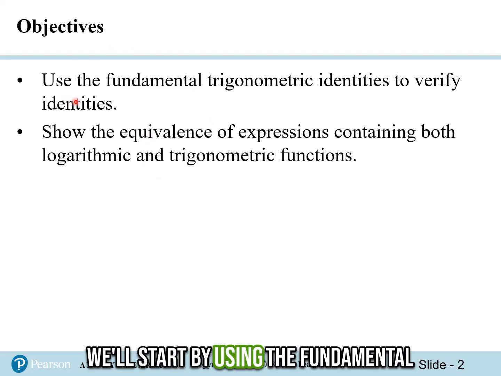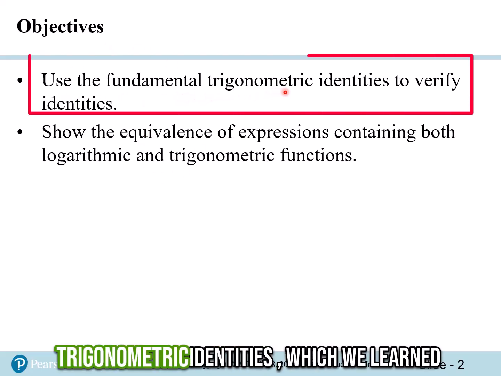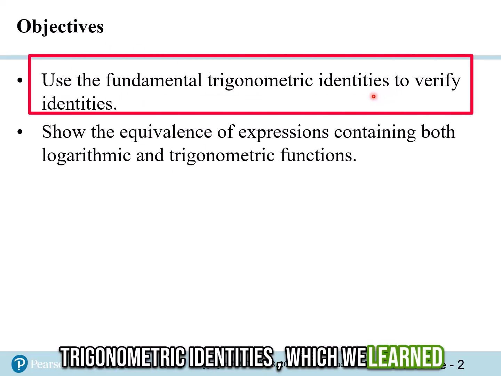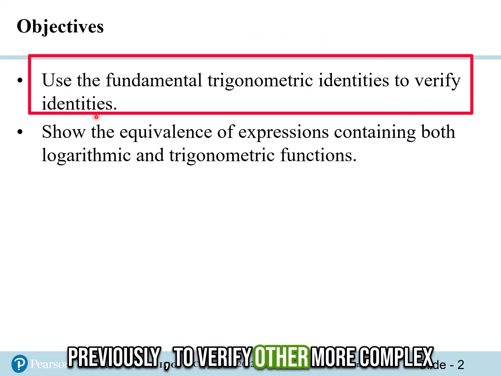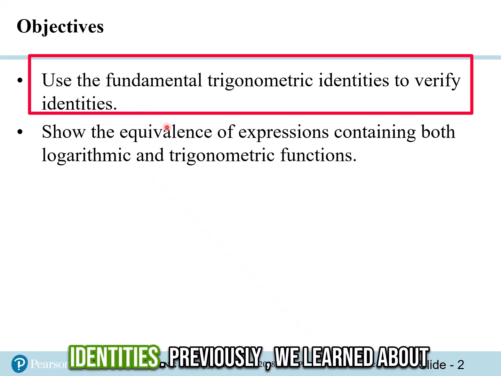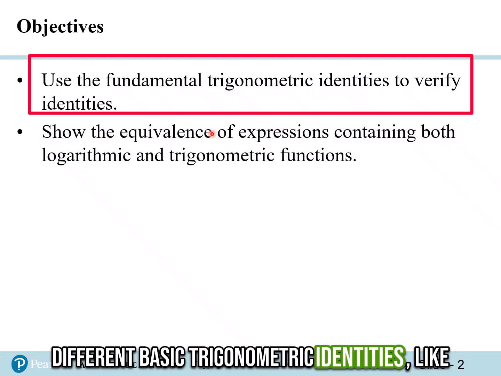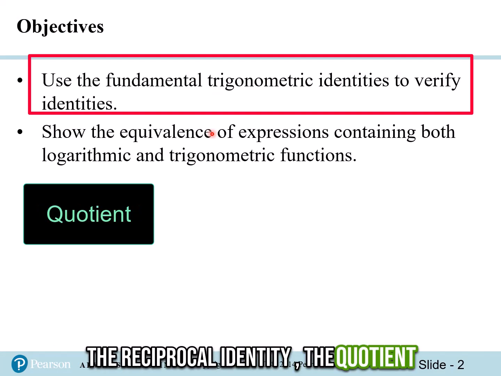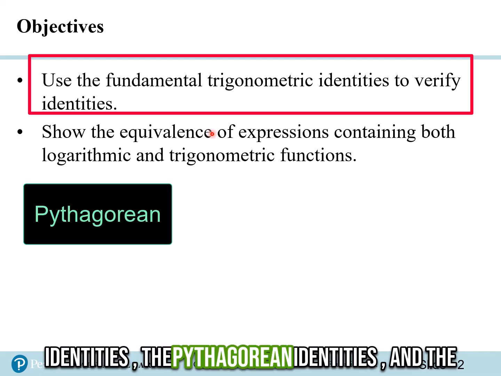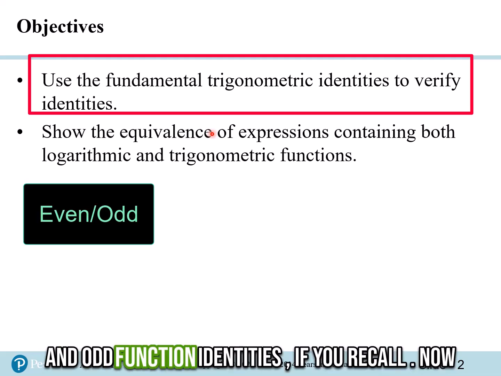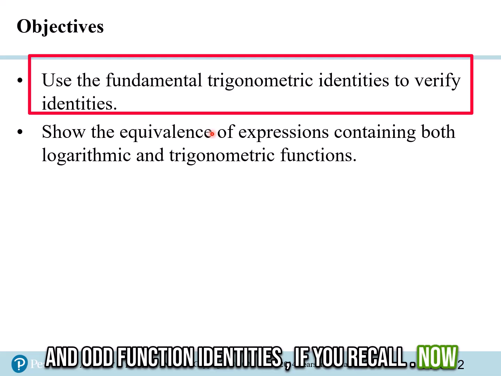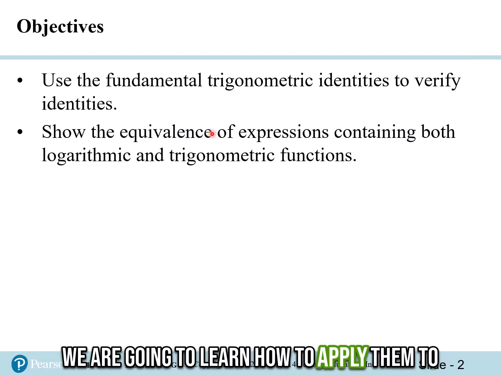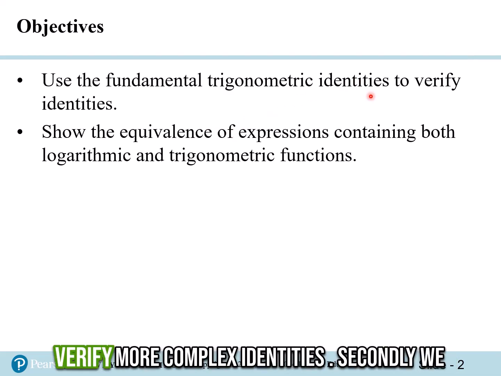We'll start by using the fundamental trigonometric identities, which we learned previously, to verify other more complex identities. Previously, we learned about different basic trigonometric identities like the reciprocal identity, the quotient identities, the Pythagorean identities, and the even and odd function identities, if you recall. Now we are going to learn how to apply them to verify more complex identities.